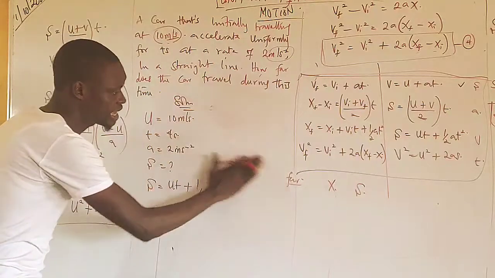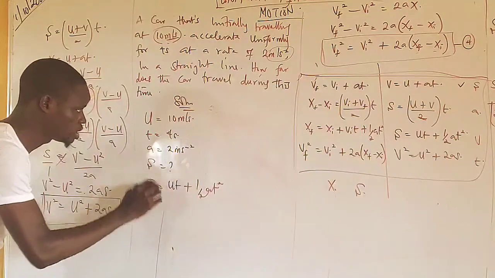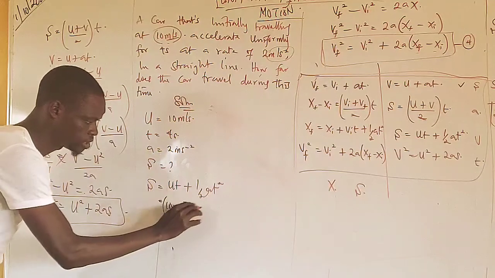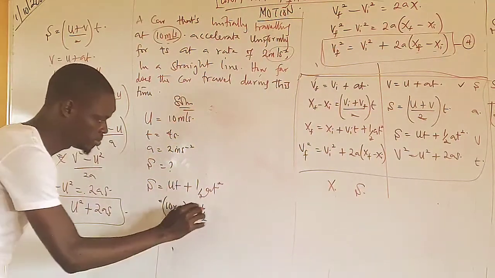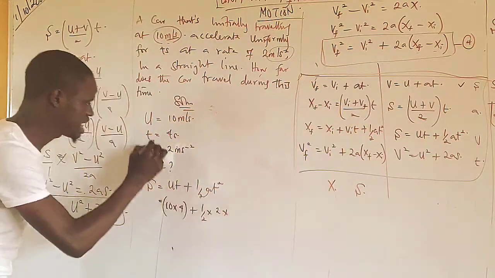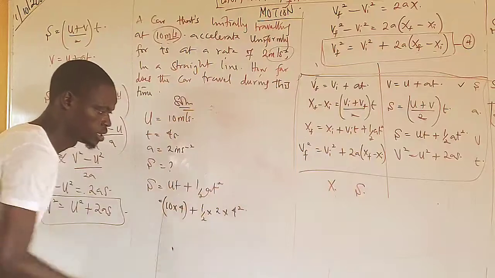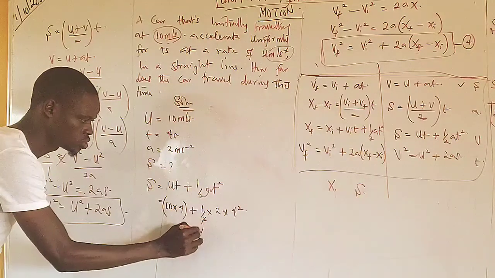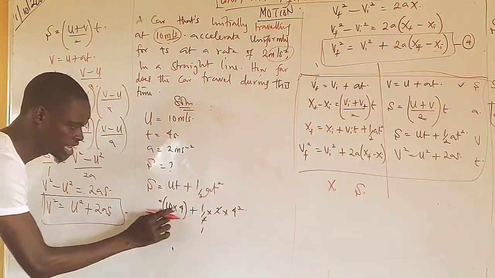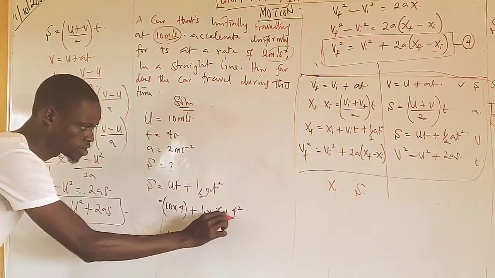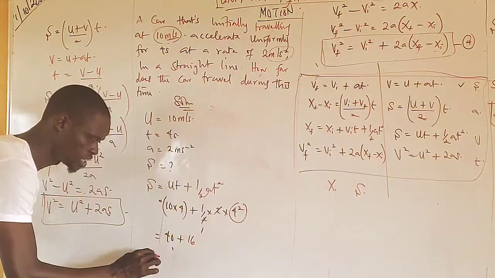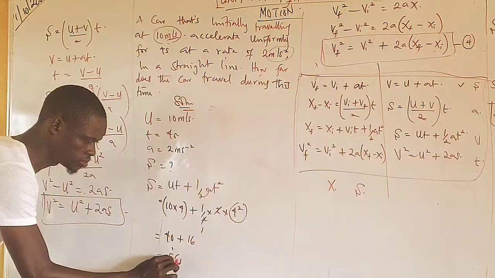So from here, I can easily say my U is 10 multiplied by my time is 4, then plus half multiplied by my A. My A was 2 times my time is 4 squared. So let's use some mathematics here. The 2 here and the 2 cancel. I'm left with 16 there. So 10 times 4 will give rise to 40, plus 4 squared, which is 16. So 40 plus 16 will give rise to 56 meters.